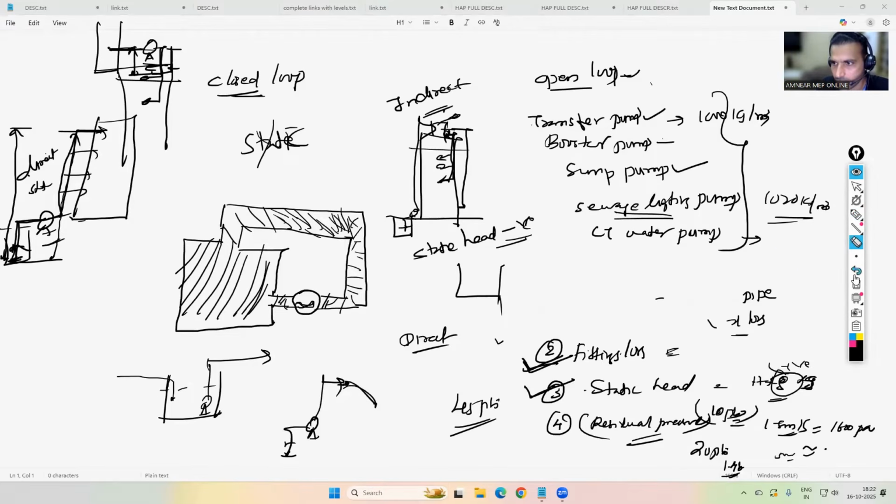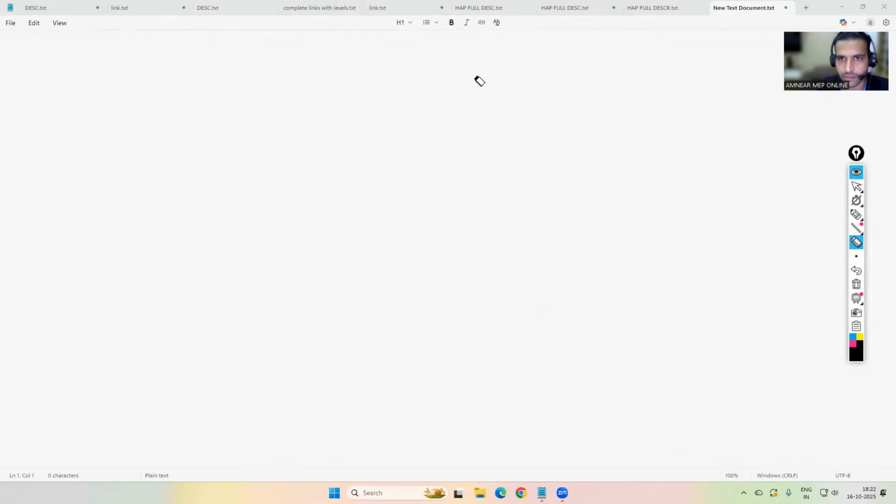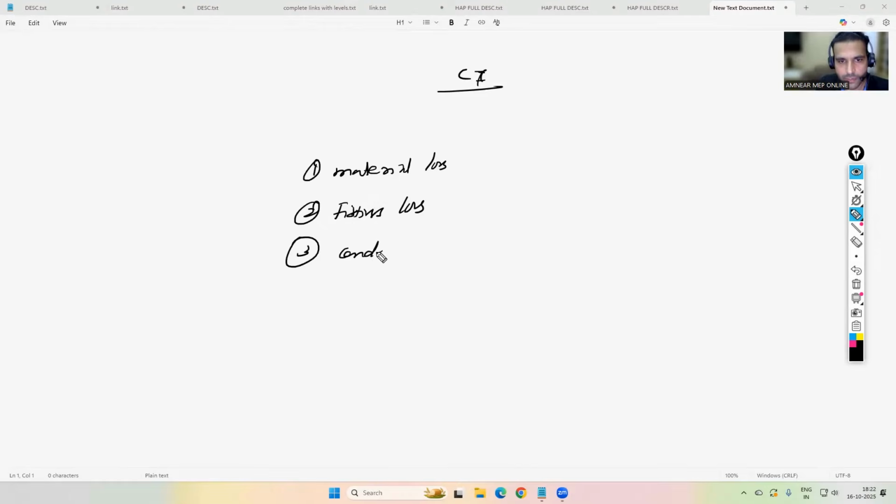Okay, let me clear it. The function of the cooling tower is to extract the condenser heat of a water cooled chiller, right? So for the cooling tower, first you have to find the critical path, then calculate the material loss of that. After that, you have to calculate the fittings loss of that circuit. The third one, you have to calculate the condenser coil drop within the shell and tube condenser heat exchanger.